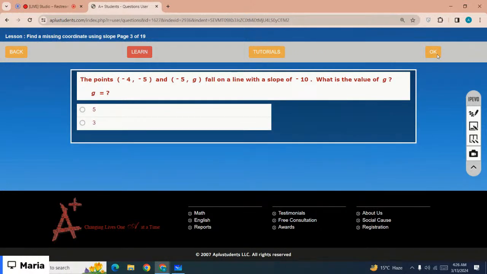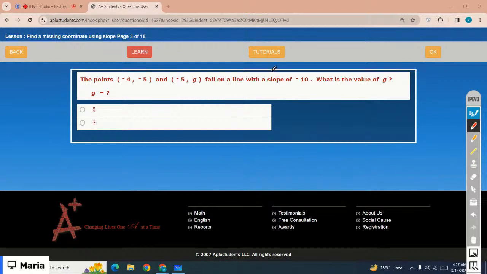The next one is: the points (-4, -5) and (-5, g) fall on a line with a slope of negative 10. What is the value of g? You need to calculate the value of g, right? So you are given the slope that is negative 10. So just use the formula that is m equals y2 minus y1 divided by x2 minus x1.